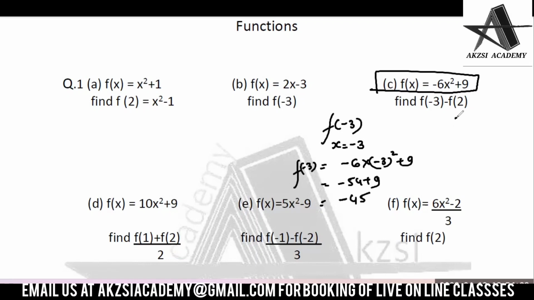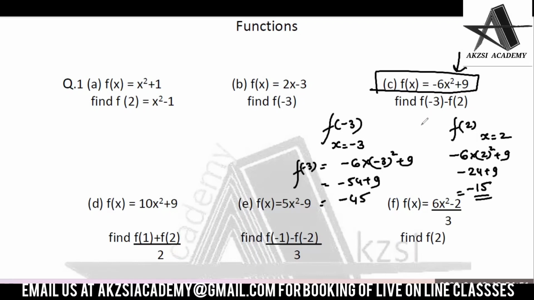Now let me calculate f(2). f(2) is the same: x equals 2, I need to put in this given equation. So negative 6 times x squared, 2 squared, plus 9. So negative 6 times 4 is negative 24 plus 9, which will give you negative 15.